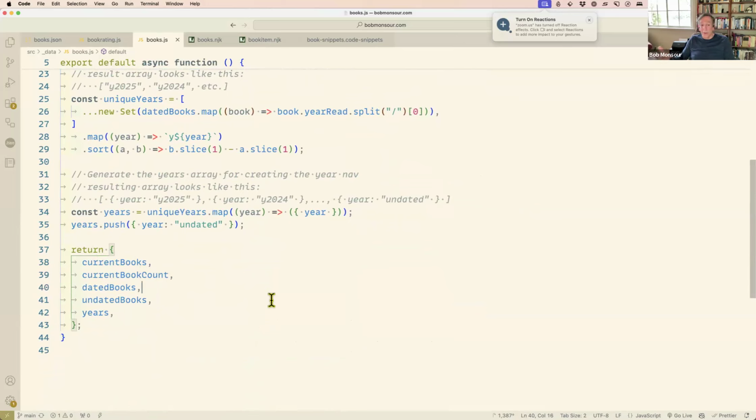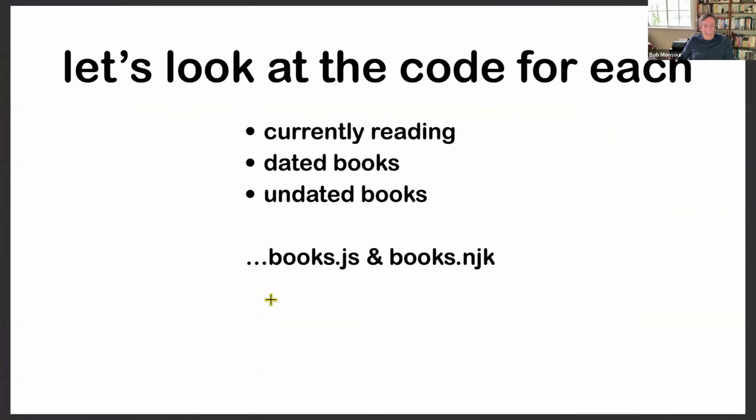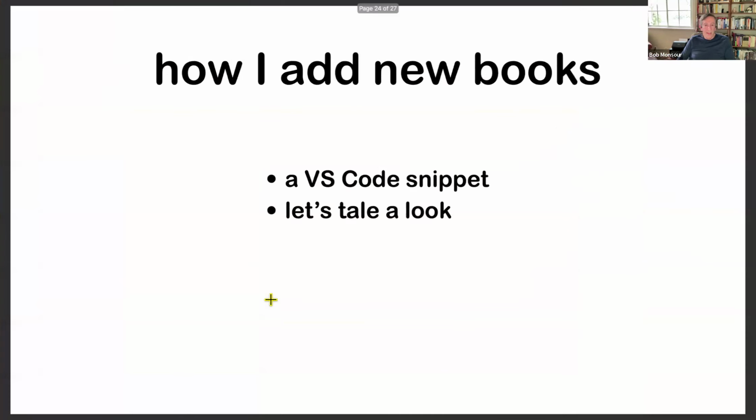So I want to be able to support reading more than one book at a time, currently reading books more than one, but I don't have the CSS worked out for that to show those sanely. All right, so how do I add new books to the site?